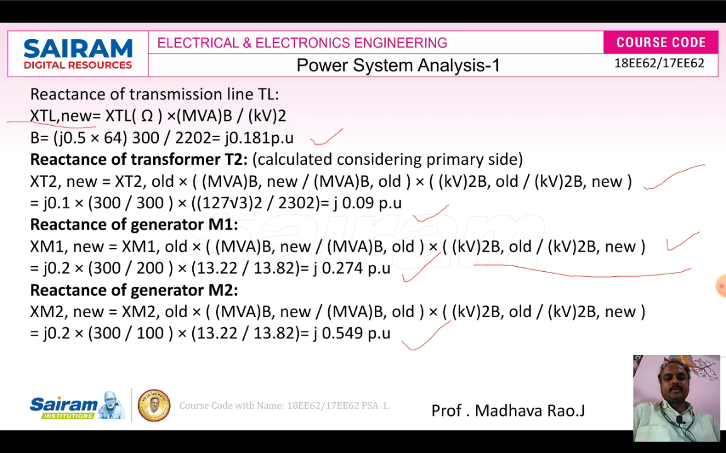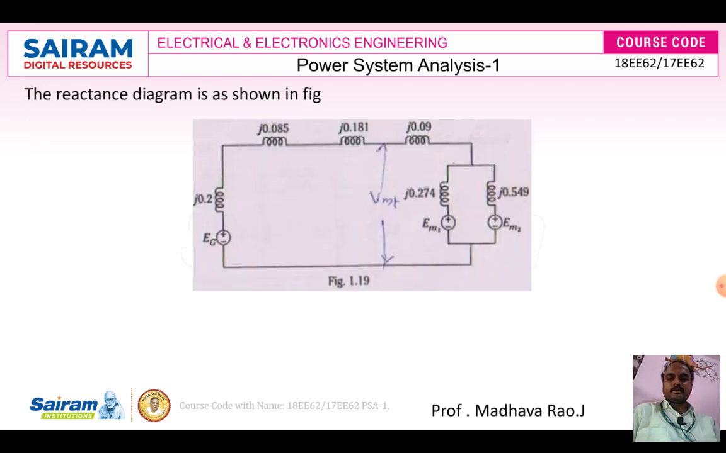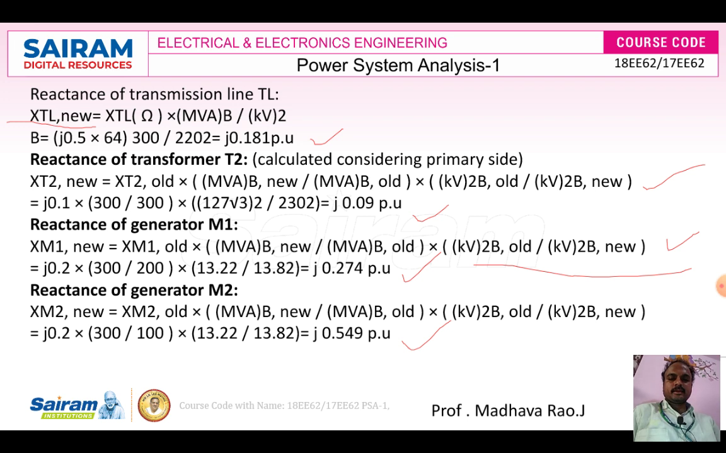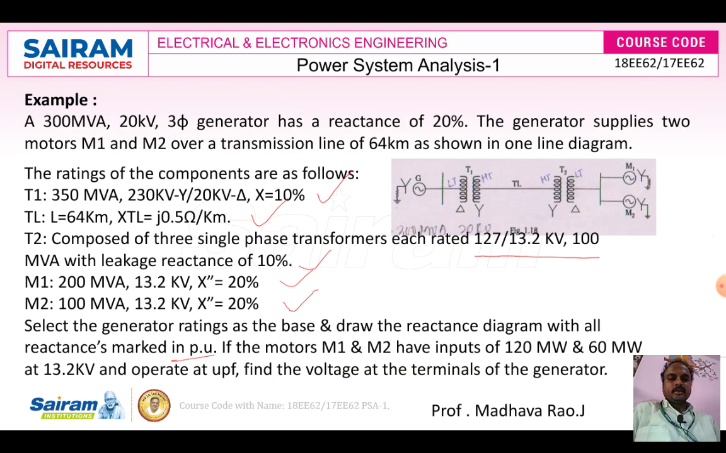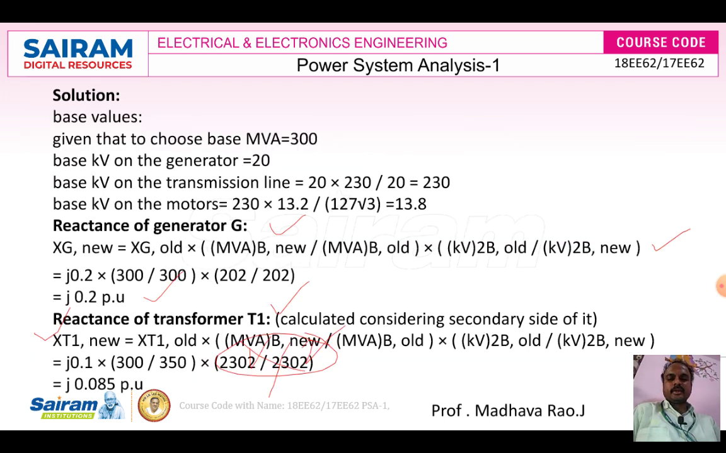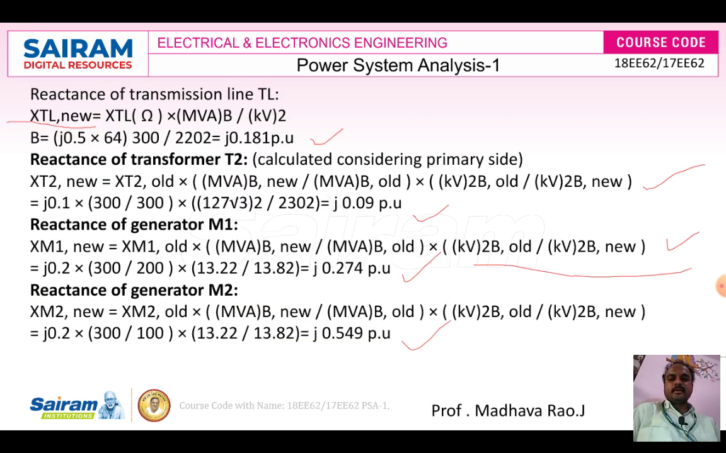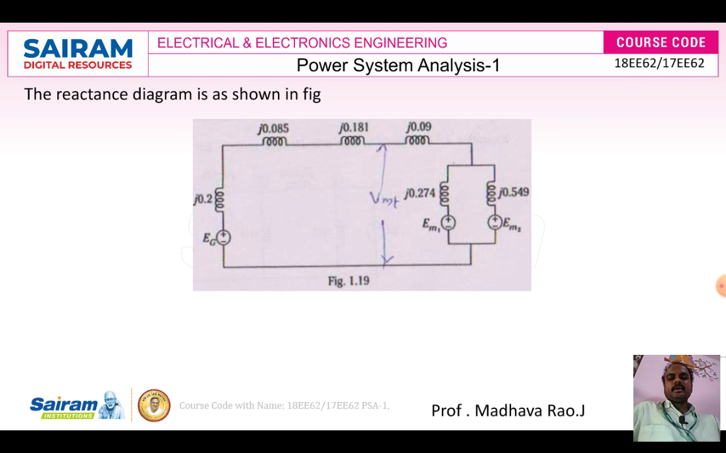Next we move to the generator 2 reactance. Generator 2 is not there in this problem. So there is only one generator, two motors, two transformers, and one transmission line. All values we have calculated: generator reactance, reactance of transformer 1, transmission line, reactance of transformer 2, and reactance of motor 1 and motor 2. Now we need to draw the reactance diagram.